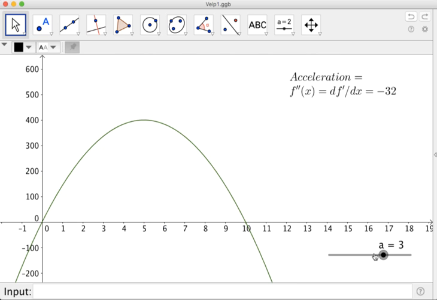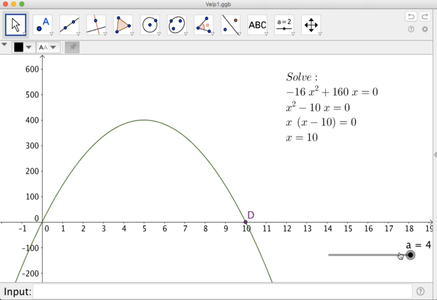Okay, our next problem asked what is the acceleration of the rock at any time. To get this, we take our second derivative, which means we take the derivative of our first derivative, which we said again was negative 32x plus 160. This means that our acceleration is equal to negative 32, which means that our acceleration is constant. The velocity is changing at a constant rate over the entire trajectory.